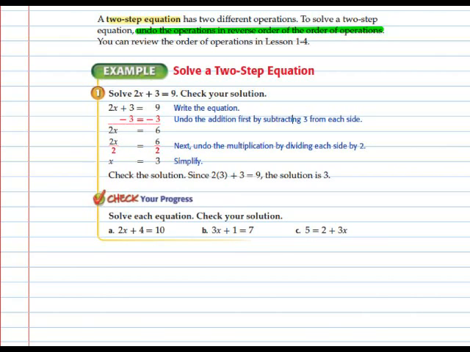So in example 1, to solve 2x plus 3 equals 9, I would undo the addition by subtracting 3 from each side of the equation. Then I would undo the multiplication by dividing each side of the equation by 2. The solution to 2x plus 3 equals 9 is x equals 3.